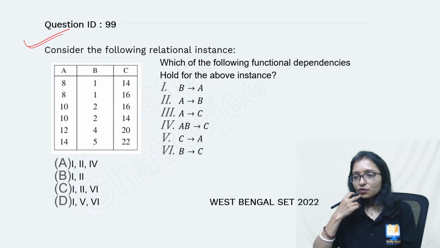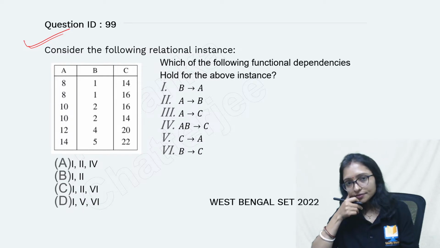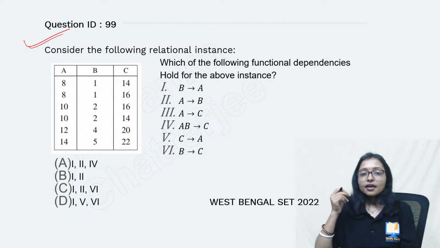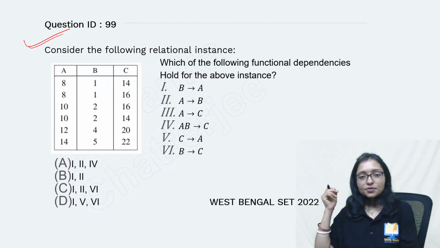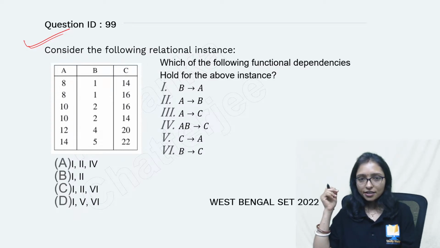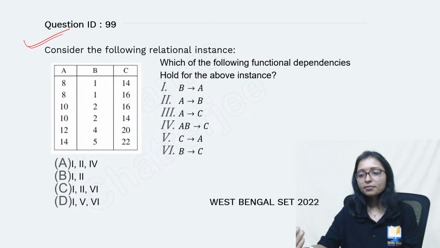Tell me, what is the answer for this one? B implies A, A implies B, A implies C, A, B implies C, C implies A, B implies C. Think and answer. If you learned that, then you can establish that yes, I learned it. This is question number 2. Okay, you can write down question number 2.